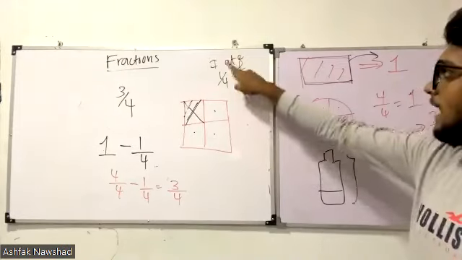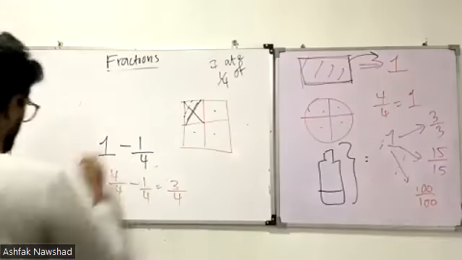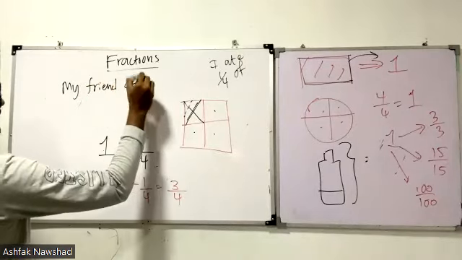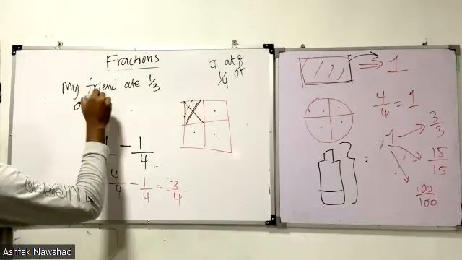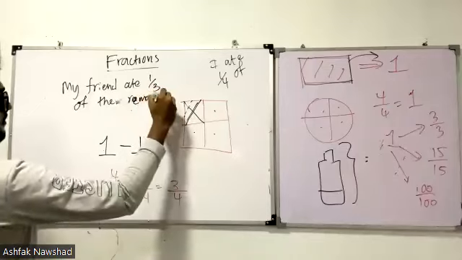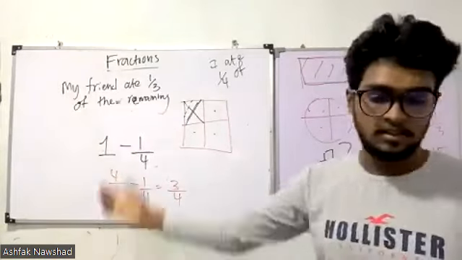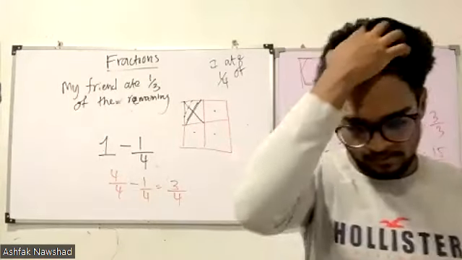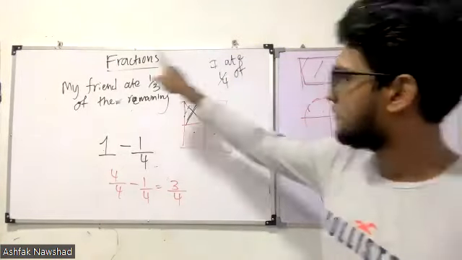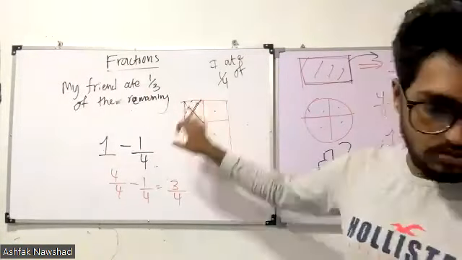Okay, so I said I ate 1/4 of the chocolate, and I continue like this. My friend ate 1/3 of the remaining. So let me know, out of the total fraction, how much has my friend eaten? You understood the question, right? I ate 1/4 and my friend ate 1/3 of the remaining. How much has he eaten with respect to the total chocolate?